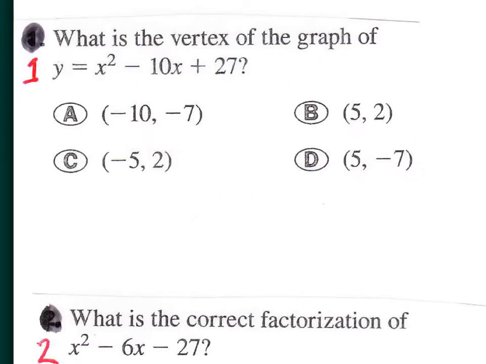Okay guys, here's question number 1. Remember, you can use your notes on this as well. What is the vertex of the graph y equals x squared minus 10x plus 27? It may be helpful for you to remember to use negative b over 2a.